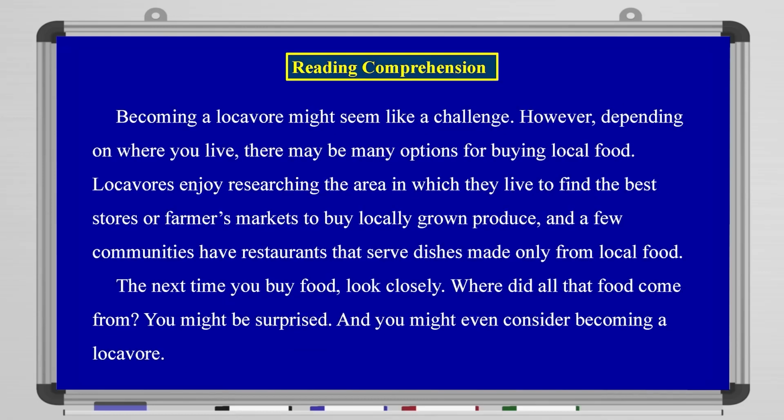Becoming a locavore might seem like a challenge. However, depending on where you live, there may be many options for buying local food. Locavores enjoy researching the area in which they live to find the best stores or farmers markets to buy locally grown produce. And a few communities have restaurants that serve dishes made only from local food. The next time you buy food, look closely. Where did all that food come from? You might be surprised, and you might even consider becoming a locavore.